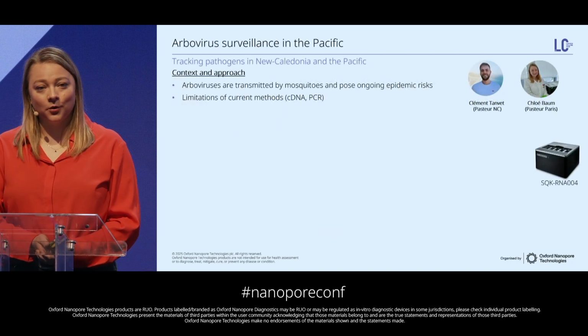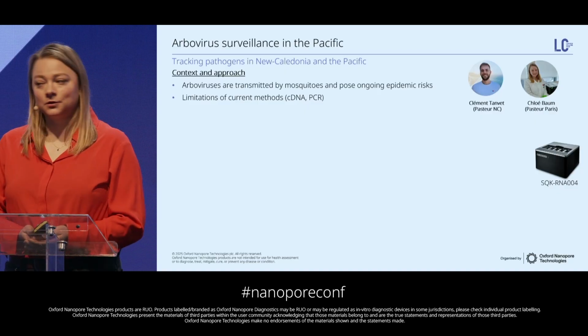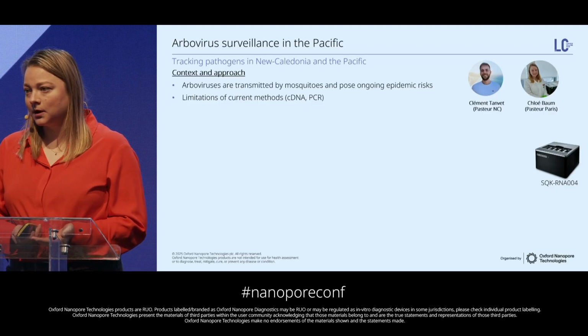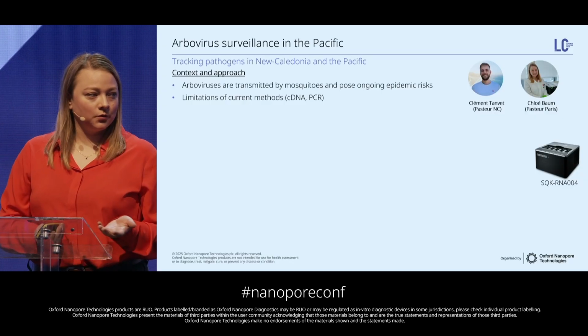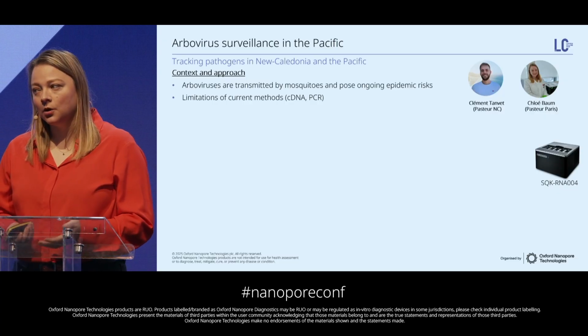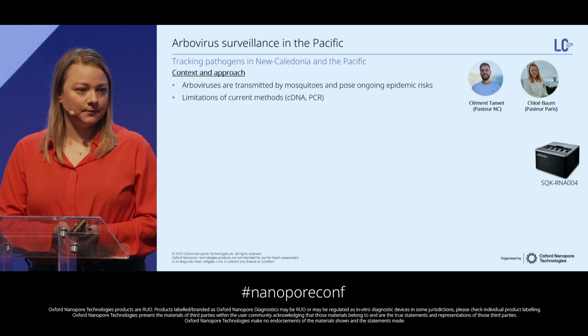So let's start with arboviruses. Arboviruses are RNA viruses, such as dengue and chikungunya, that are transmitted by mosquitoes. In the Pacific region, they pose an ongoing epidemic risk, and the current detection methods rely mostly on cDNA and PCR, which are limited by reverse transcription and PCR bias.